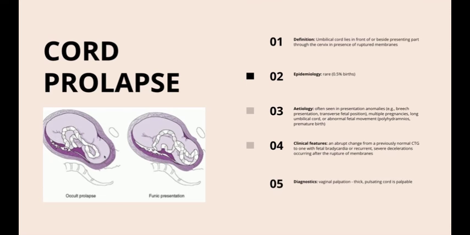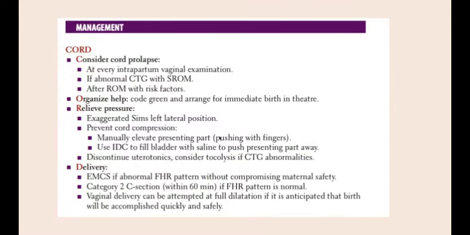Now, as I said, there are two different kinds of prolapse. The first is occult, and this is when it runs alongside the presenting part, as you can see here. And the second one is overt, which is when it's over the top of the presenting part. So management of cord prolapse can occur via the CORD mnemonic. It's a good way to remember it.